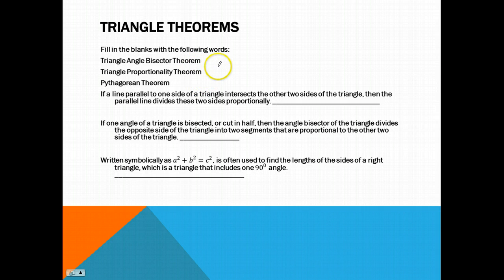So if a line parallel to one side of the triangle intersects the other 2 sides of the triangle, then the parallel line divides these 2 sides proportionally. This is what we use in our warm-up. This is the triangle proportionality theorem.